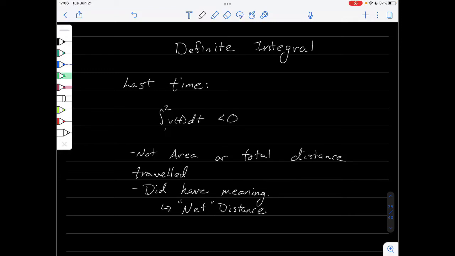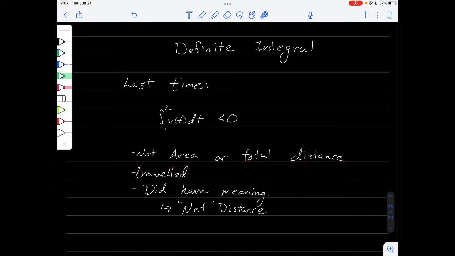Hello everyone, in this video we'll be talking about the definite integral. So if you remember, in the last video, we integrated, or we found the quote-unquote area, or distance of some velocity function, and we got a negative number. And I said it wasn't the area or the total distance traveled.